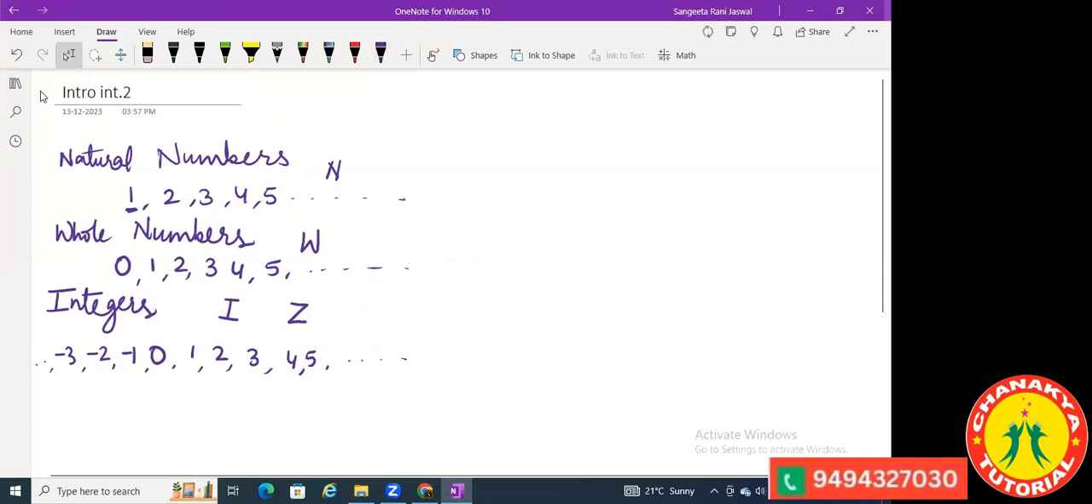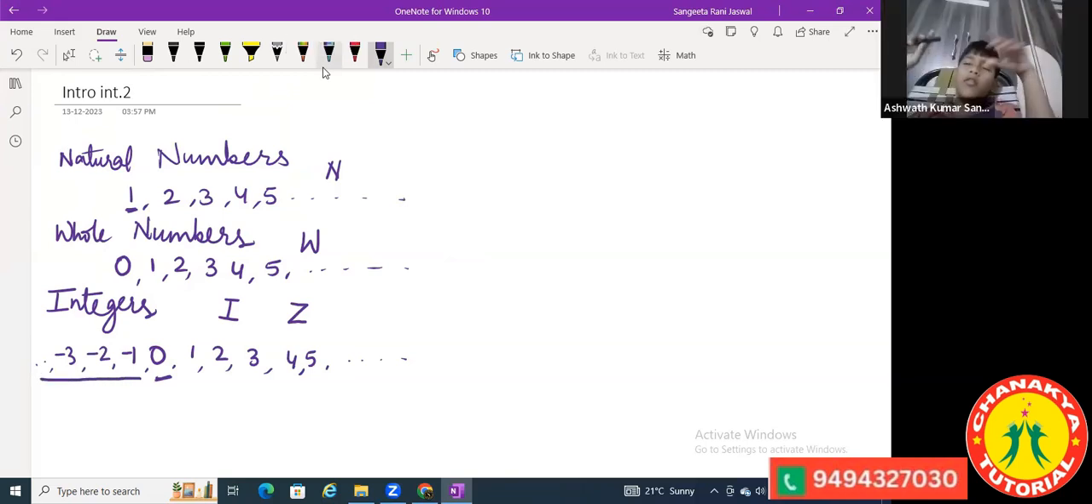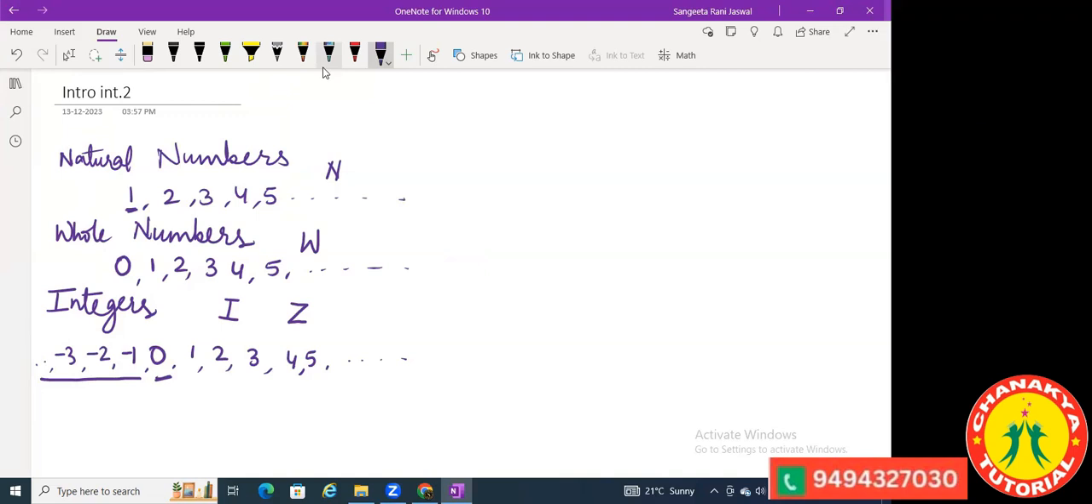Okay. Now see, integers are those numbers which include 0 and also include negative numbers. They include positive numbers also. They include 0, and they include negative numbers also. These are called integers. Okay.